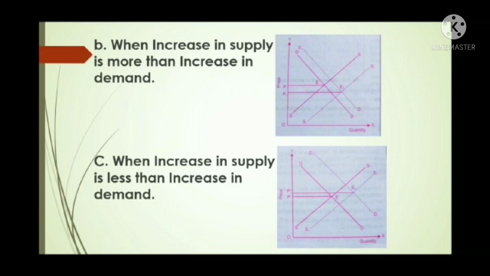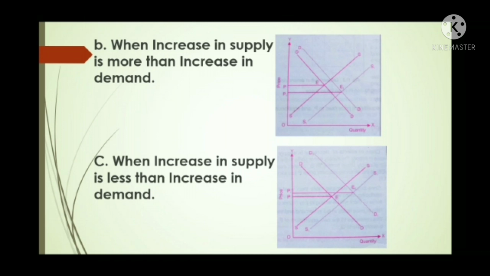Demand curve D1 reflects the situation of increase in demand, while the supply curve S1 represents the increase in supply. This is clearly visible in the diagram that increase in supply is less as compared to increase in demand. As a consequence of it, new equilibrium price OP1, new equilibrium quantity also increases from PE to P1E1.